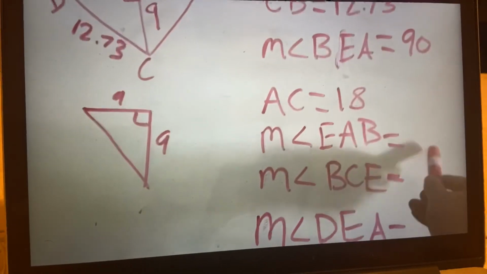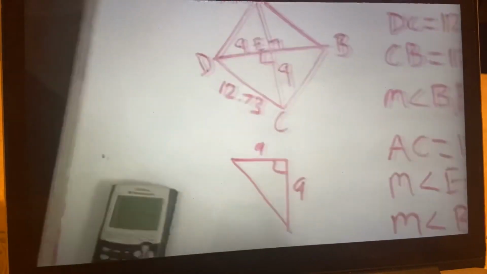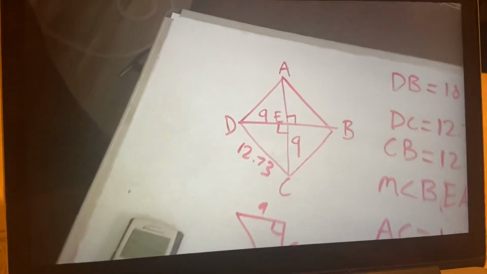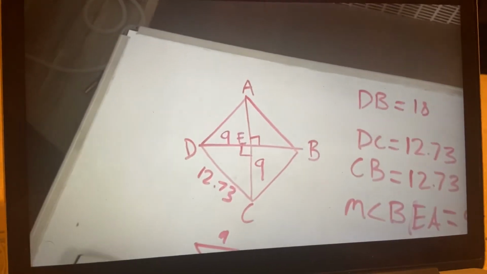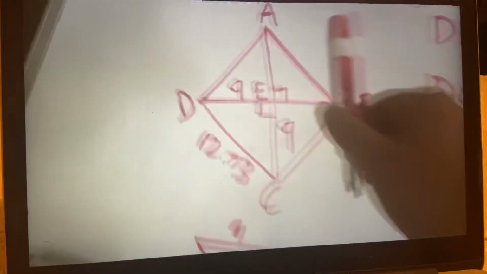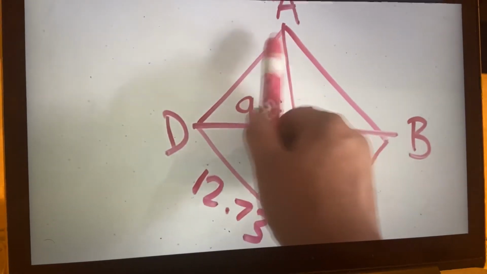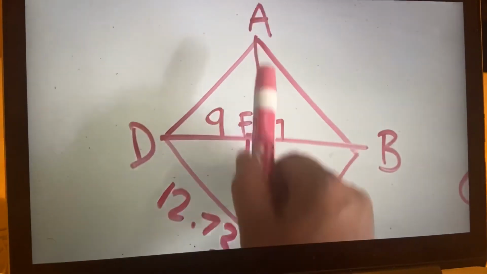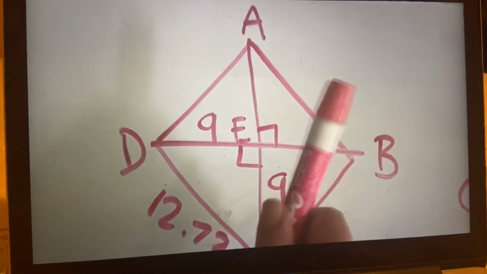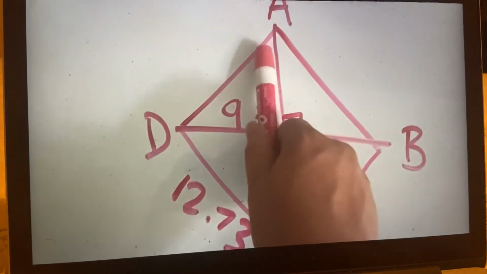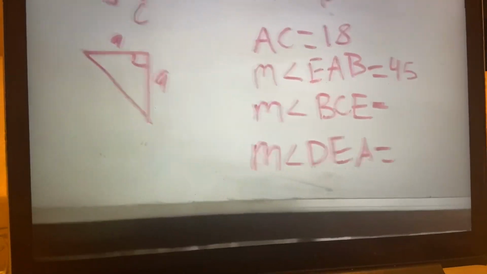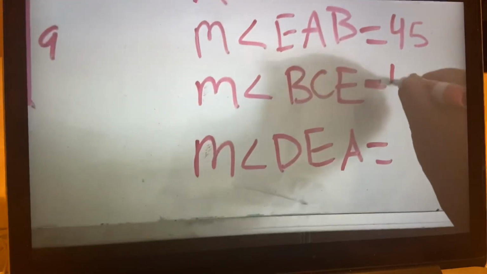Let's look at measure of angle EAB. We're running down the list, as you can see. Now it's measure of angle EAB, which can be found right here. As I mentioned before, just like a rhombus, the diagonals bisect the angles. So if this is going to be 90 because it's a square, then if this diagonal is bisecting, what does bisecting mean again? It means cut in half. So if this diagonal is cutting in half this 90-degree angle, the measure of angle EAB has to be 45.